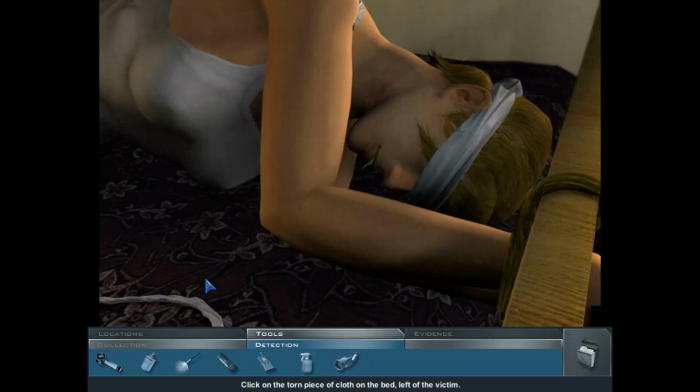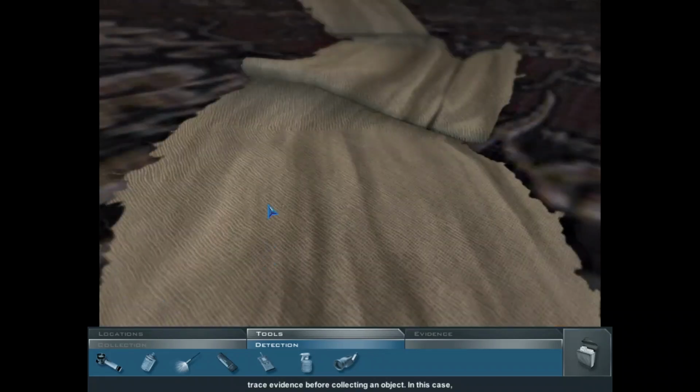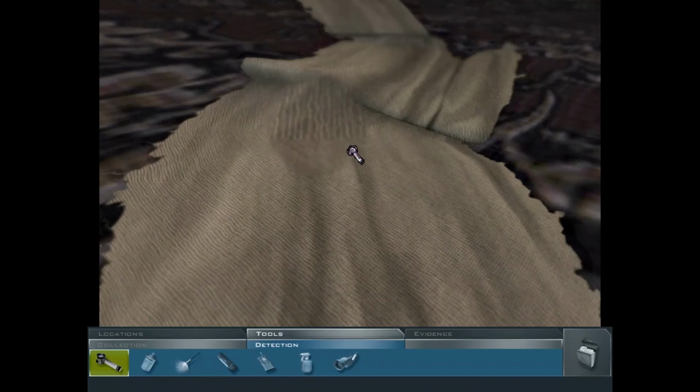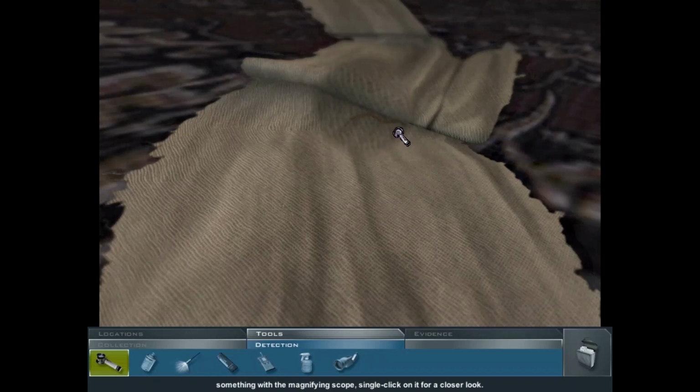Click on the torn piece of cloth on the bed, left of the victim. Sometimes you'll need to search for trace evidence before collecting an object. In this case, select the magnifying scope under the detection tools by clicking on it. Now pass the magnifying scope tool carefully over the cloth area to look for very small or hidden trace evidence. Looks like a tiny strand of hair. Whenever you find something with a magnifying scope, single-click on it for a closer look.